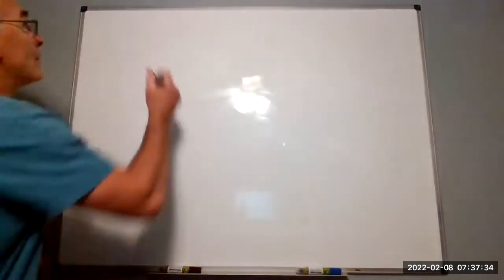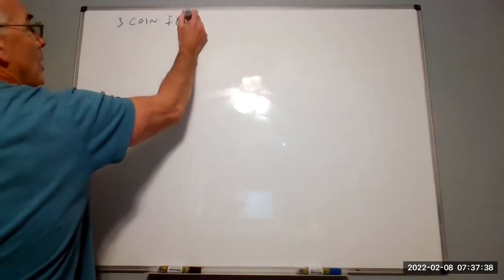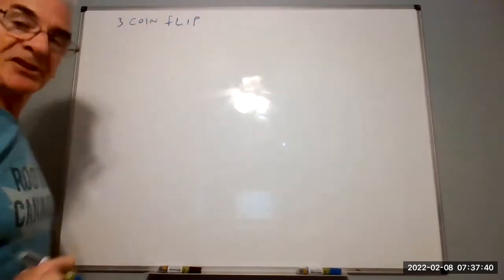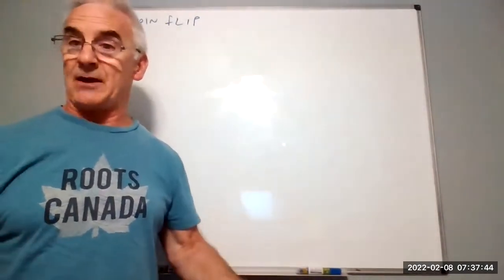So we want to do this several times. We're going to do calculations with this in a few weeks, but we're not ready for that yet. So this is going to be a 3-coin flip. What I'm describing is the experiment. This is called an experiment, and now we're going to do a count.